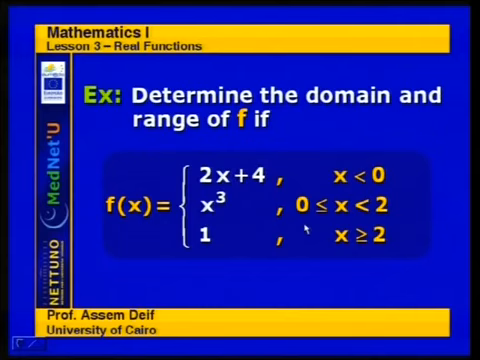Again, suppose, for example, you have a function of this sort. It's 2x plus 4 when x is less than 0, and it's x cubed when x is bigger than or equal to 0 and less than 2. And again, it is 1 when x is bigger than or equal to 2. How can we study this function? It's a rule, but it has so many rules.